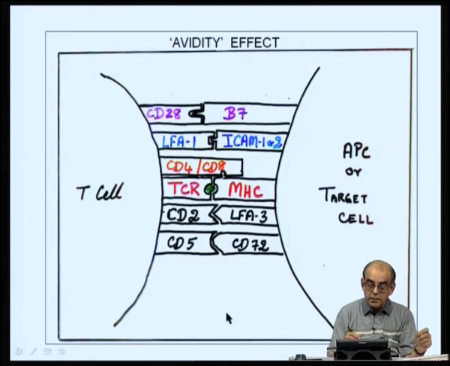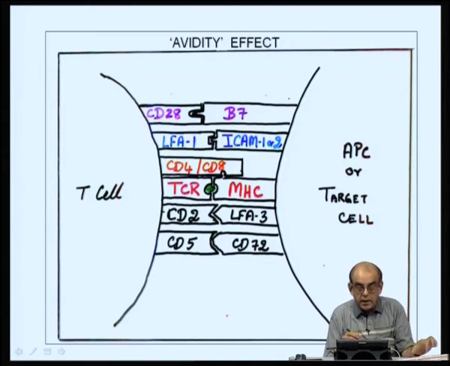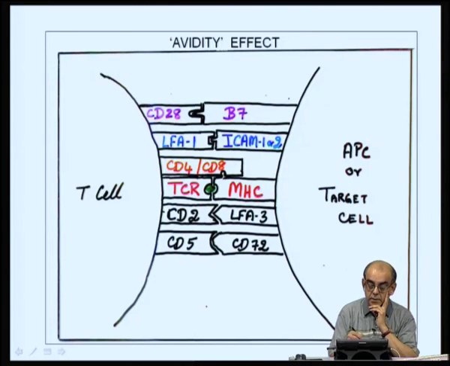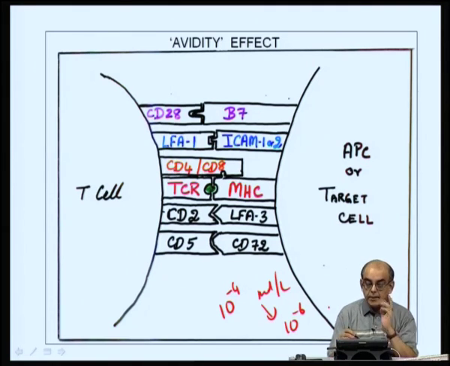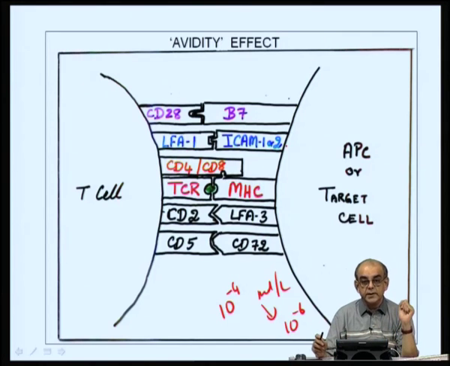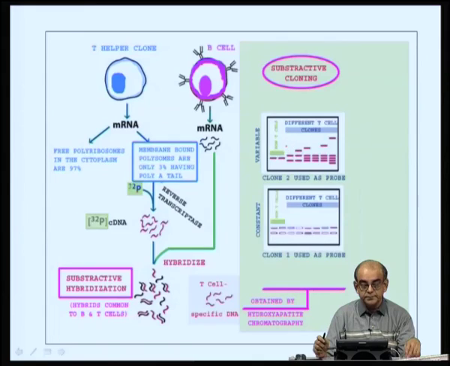So, the affinity constant for the T cell MHC interaction could be of the order of 10 to the minus 3 or minus 4 moles per liter, which can be increased by several orders of magnitude to almost 10 to the minus 6 or minus 7 moles per liter by the participation of these various adhesion molecules.